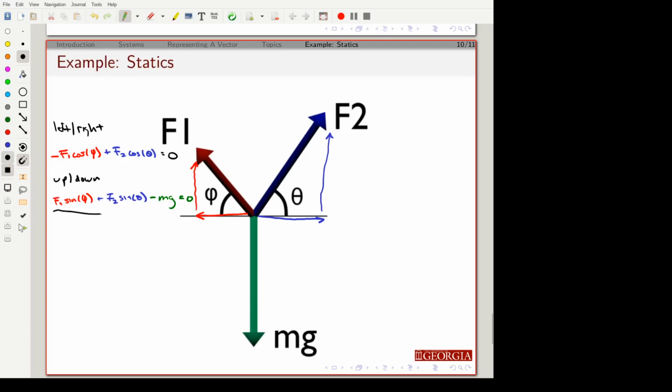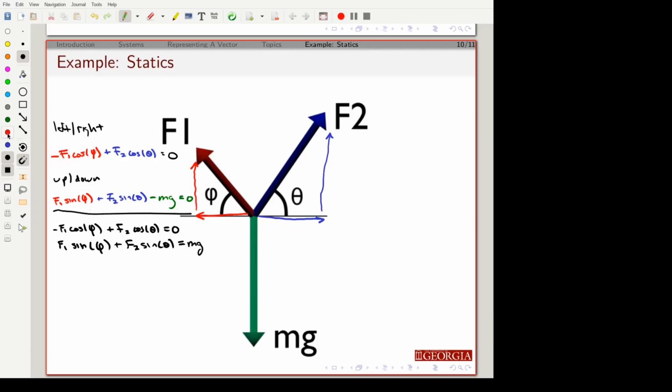So I've now got 2 equations, 2 unknowns. Let's rewrite this. I've got minus F1 cosine phi plus F2 cosine theta is 0. The other equation is F1 sine phi plus F2 sine theta, and if I add the mg to both sides, I get that. So I'm going to back up and try to think about this in a different way.